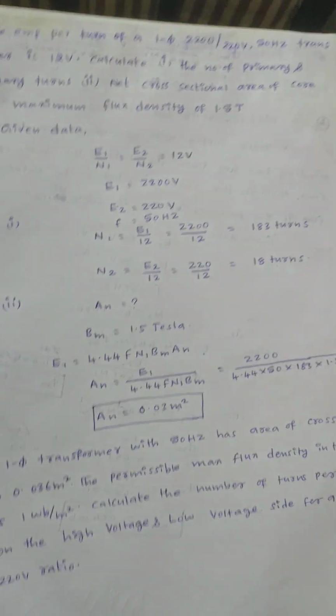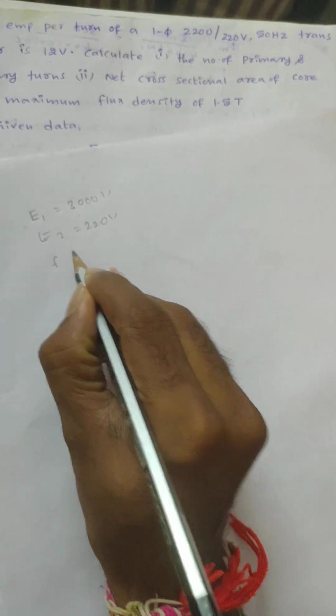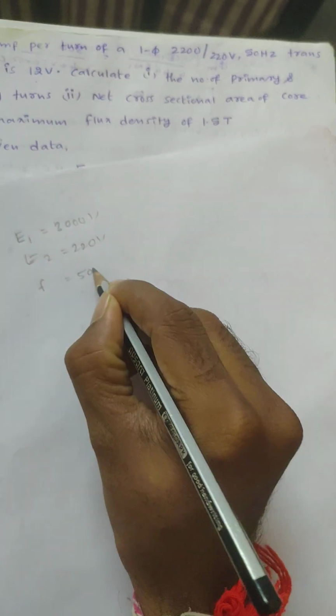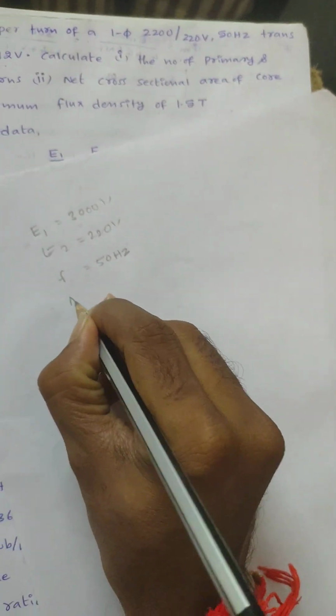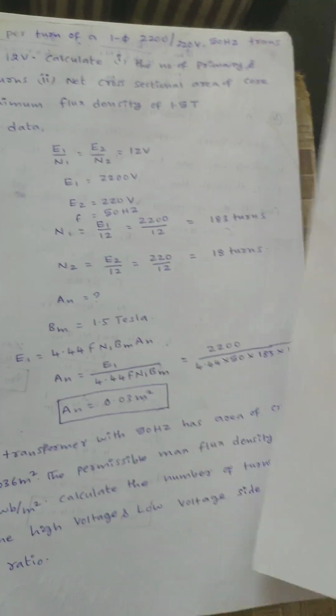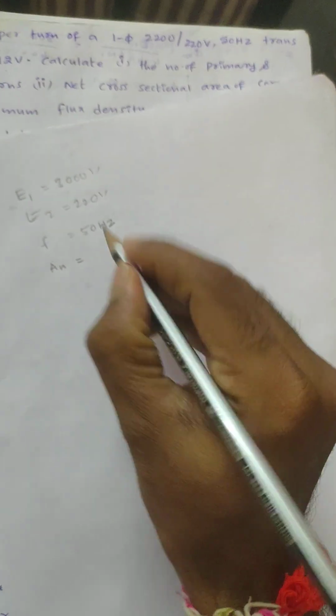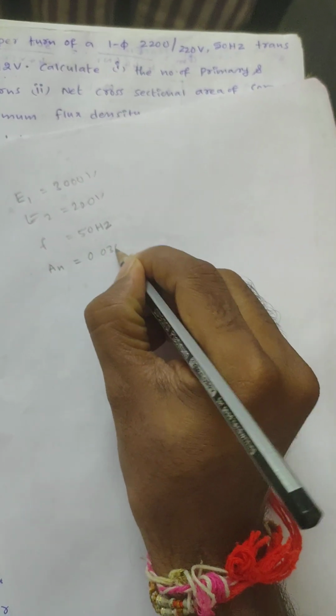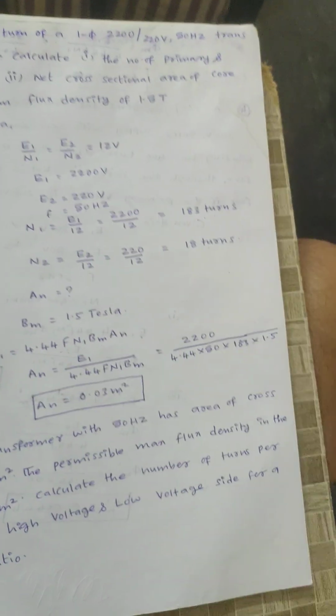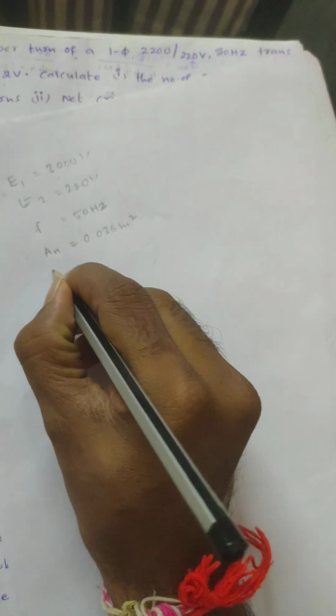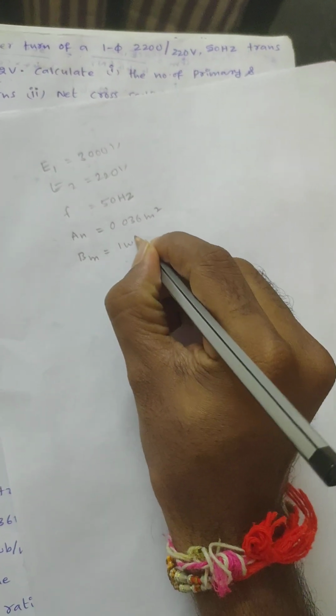From this given data, next, frequency f is given as 50 Hz. Next, area of cross section An is given, 0.036 meter square. After that, B maximum is given, 1 Weber per meter square.